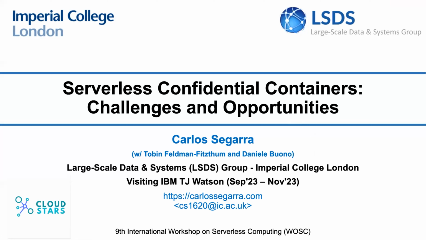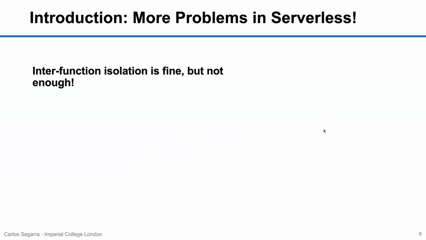Yeah, hi, thank you, Alec. So as some others have mentioned, the work that we're presenting today was performed as part of a secondment at IBM Research. So thank you very much to everyone who made that possible. And today's talk is titled Serverless Confidential Containers, Challenges and Opportunities. And it takes a slightly different approach to the other serverless presentations, very interesting presentations that we've seen today, which is interfunction isolation. This is one of the big topics that has driven serverless research, as in what kind of isolation mechanism we use for serverless functions is fine, but not enough.